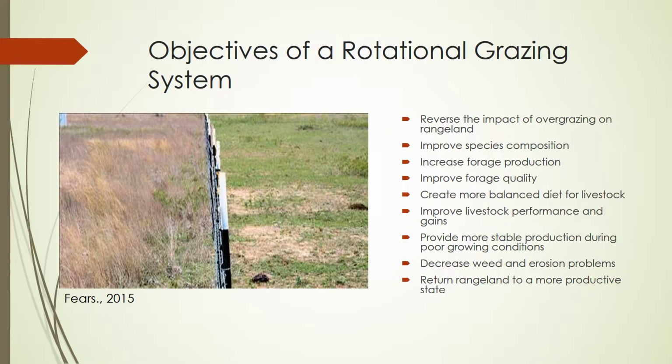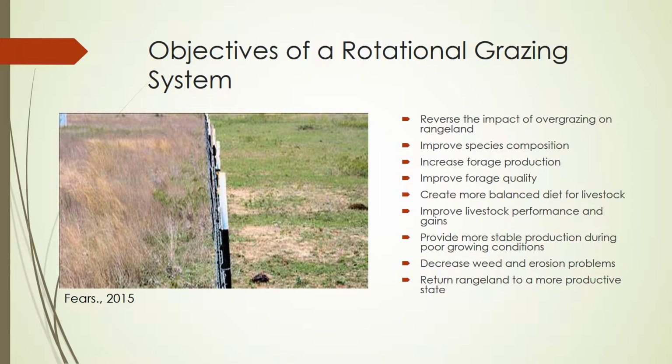Rotational grazing also provides more stable production during poor growing conditions. If these two pastures in the picture were presented with drought conditions, the rotationally grazed pasture would respond with more hardiness, with more leaf area above ground, as well as more biomass below ground and carbohydrate reserves in the roots. There are also decreased weed and erosion problems on a rotationally grazed piece.